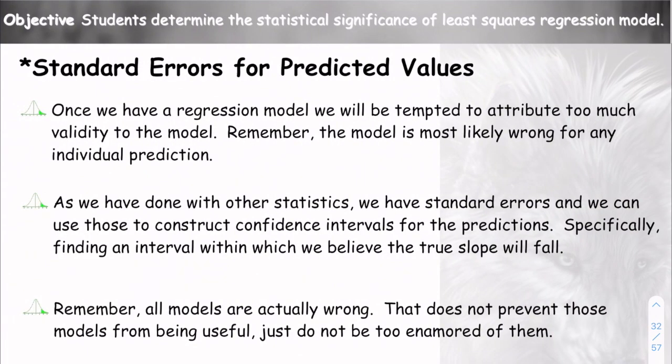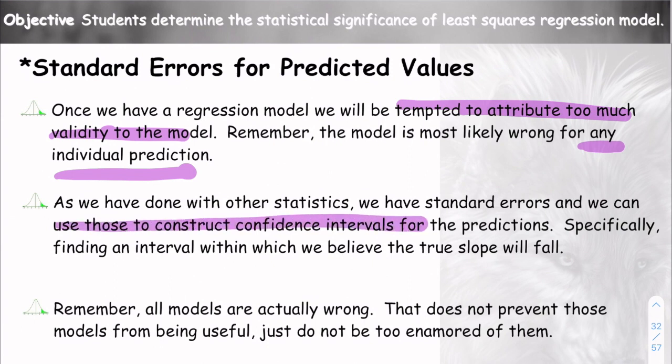So once we have a regression model, we will be tempted to attribute too much validity to this model. Remember, the model is most likely wrong for any individual prediction. Not all of our points are going to fall on that line, which is why we say it's likely wrong. So as we've done with other statistics, we have standard errors, and we can use those to construct confidence intervals for the predictions. Specifically, finding an interval within which we believe the true slope will fall. Remember, all models are actually wrong. That does not prevent those models from being useful, though. Just do not be too enamored with what you found.